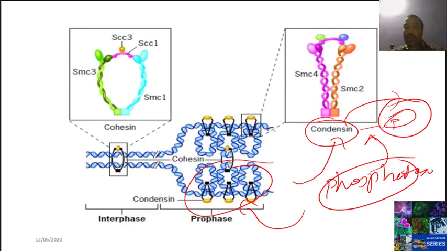The phosphate group gets removed from the activated form of condensin, then the compacted DNA transforms back to a less condensed form. This is how compaction of DNA takes place in prophase.